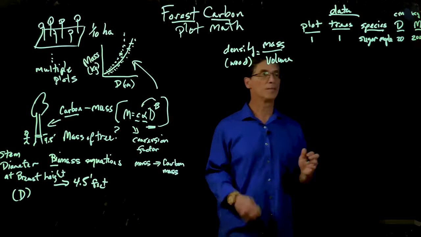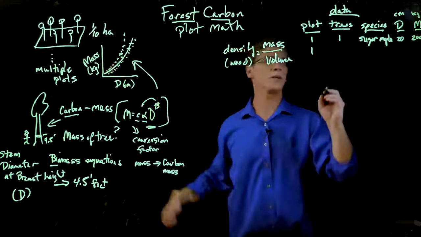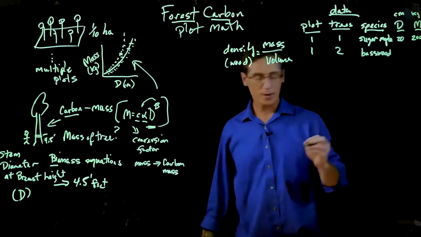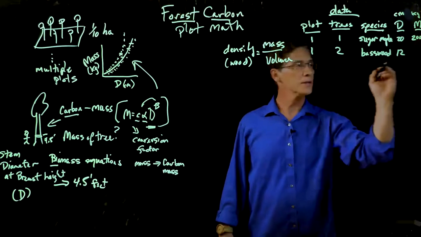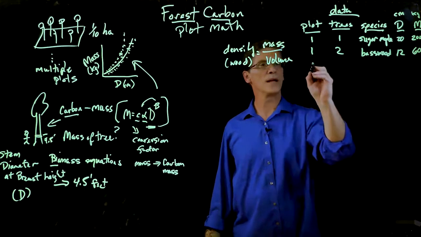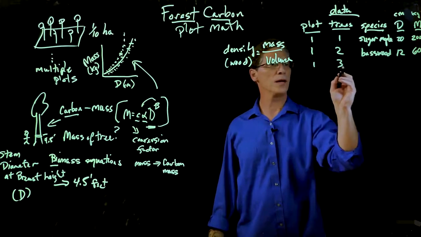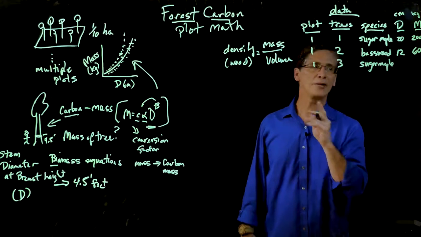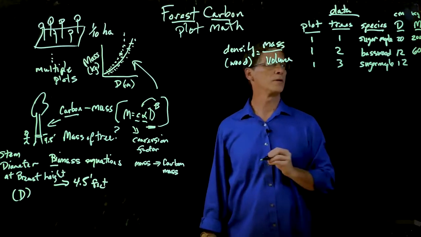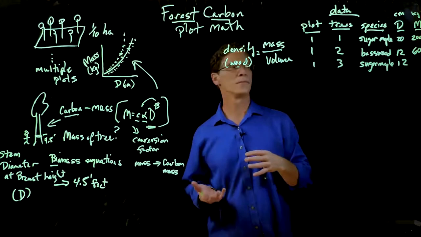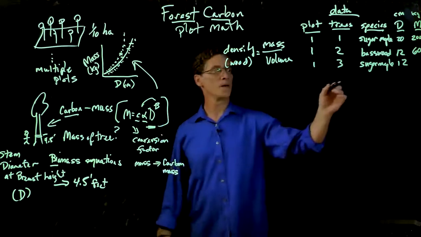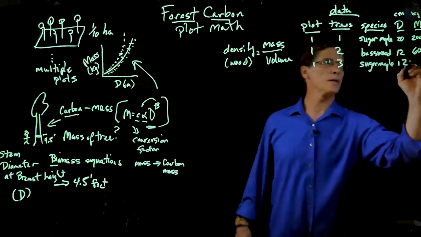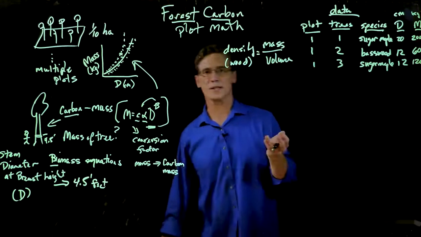Now, if we were to look at the next tree, we're going to go down. So we go to the next tree in our plot. That's tree number 2. Maybe this is a basswood. Okay, maybe this basswood has a diameter of 12 centimeters, and that's going to be about 60 kilograms. And then we're still on plot 1. Tree 3, it's a sugar maple. Let's say that sugar maple also has a diameter of 12 centimeters. Here's where the density comes into play. So a sugar maple is about somewhere around twice as dense as a basswood. So at the same diameter, this might be 120 kilograms instead of 60.